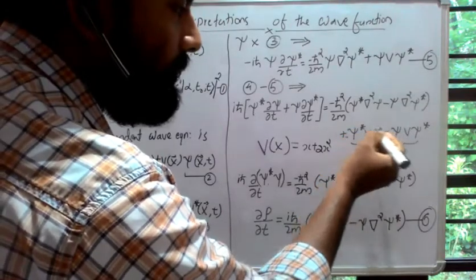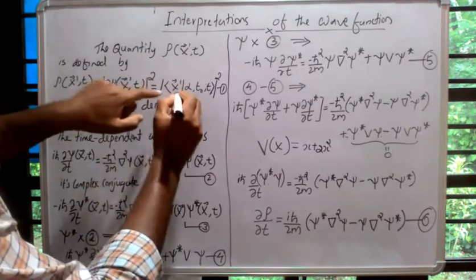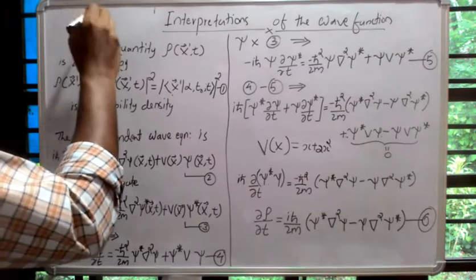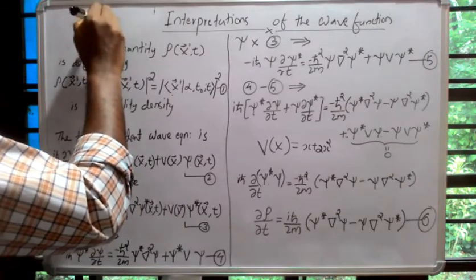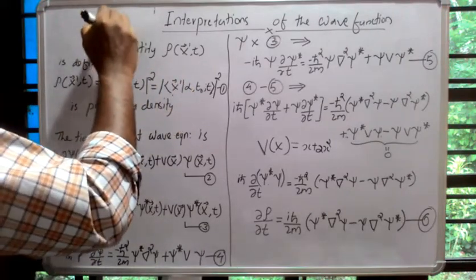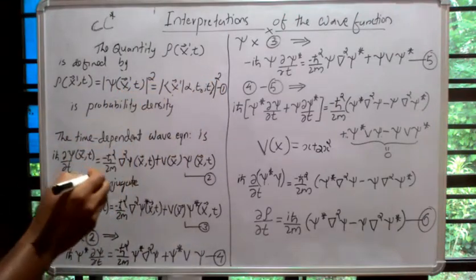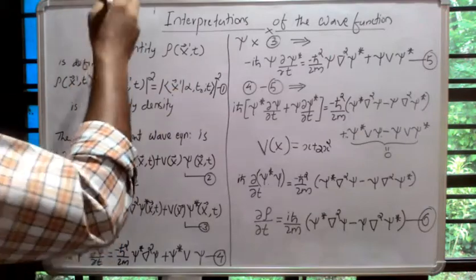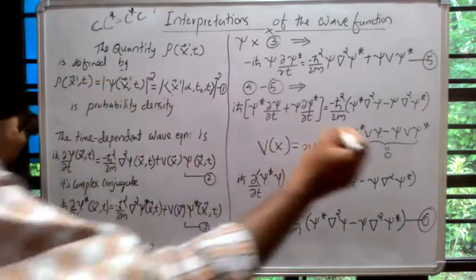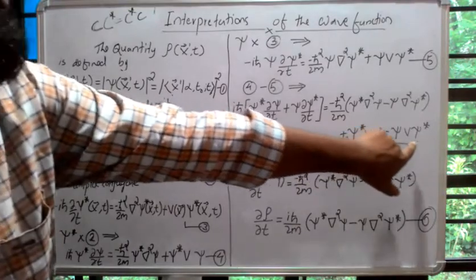And next, psi star psi should be equal to psi star psi, because we know this psi is the inner product of x dash and alpha. Inner product means we can define it as an expansion coefficient. So we can take it as c, and the conjugate of this one is c star. This expansion coefficient is the inner product of x dash and alpha. So we know c star c equals c star c. In that way psi star psi equals psi star psi, and because of that we can assume that this will be equal to 0.